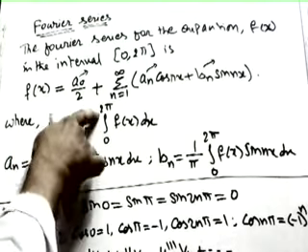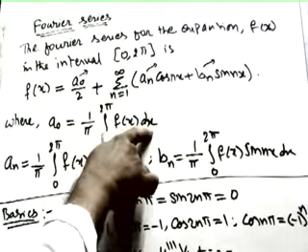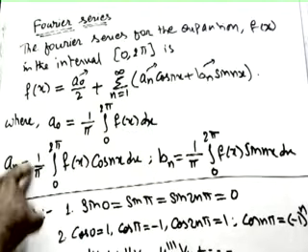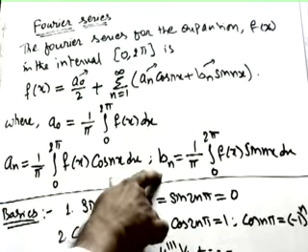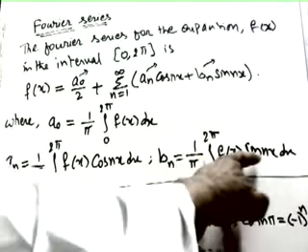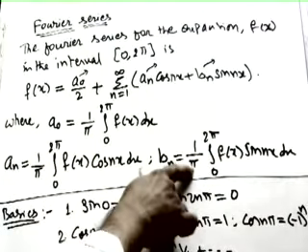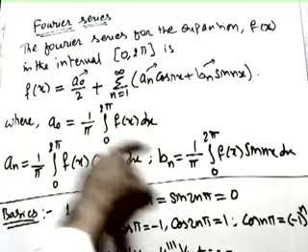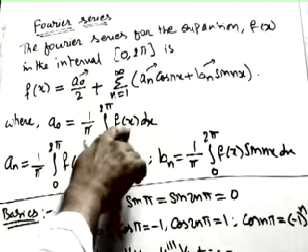The a naught formula is 1 by pi integral from 0 to 2 pi f of x dx, in the interval 0 to 2 pi. And an will be 1 by pi integral 0 to 2 pi f of x cos nx. And bn is 1 by pi integral 0 to 2 pi f of x sin nx. What is common here? 1 by pi in all these three, and 0 to 2 pi is the same for all these three.